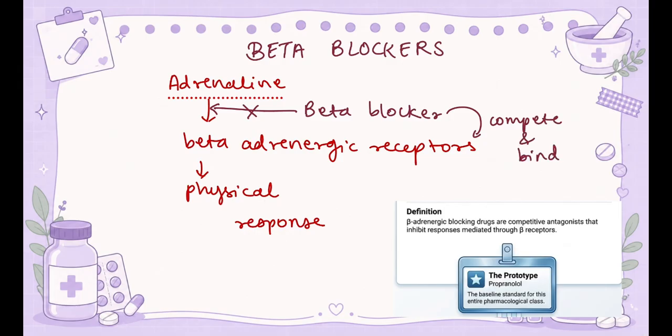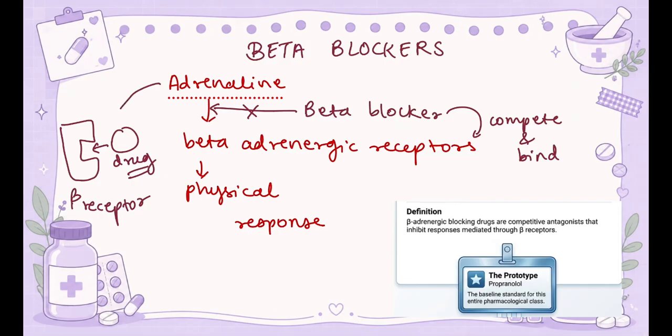Think of this as a lock and key mechanism. The beta receptor is the lock. The medication is a false key. The beta blocker molecule physically occupies the receptor. It acts as a shield. It binds to the receptor, but it lacks the exact shape to activate it. It simply sits there. This prevents the natural agonist from binding.